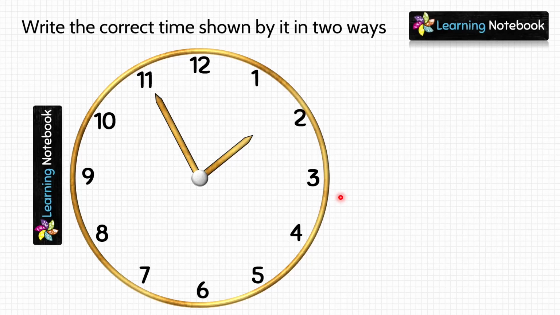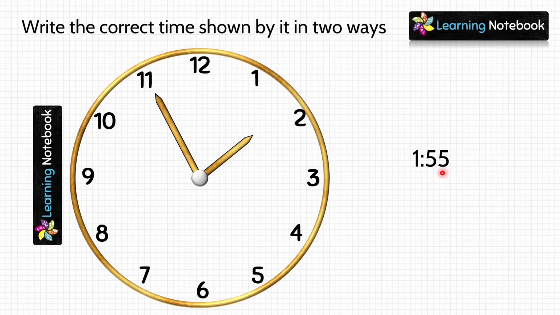Now let's move to next question. Here take a look at this clock. Hour hand is in between 1 and 2. So hour is 1 and minute hand is on 11. So how many minutes have passed? 55 minutes have passed. So we say time is 1:55.